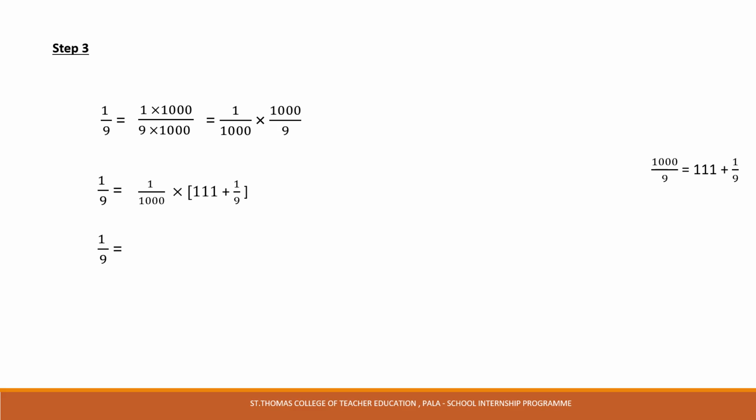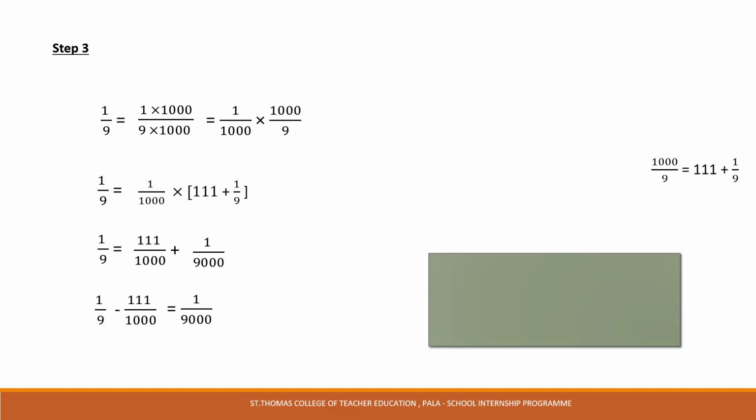Again, we are applying which property? Yes, associative property. And we get it as 111 by 1000 plus 1 by 9000. And we are bringing 111 by 1000 to LHS. And on rearranging, we get the final equation of step 3 as 1 by 9 minus 111 by 1000 equal to 1 by 9000 and we consider it as equation 3.